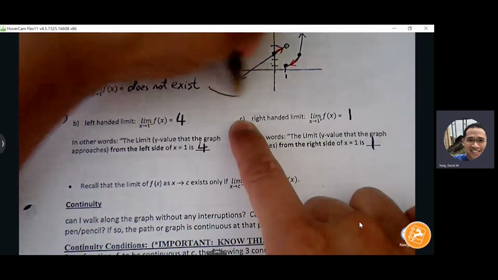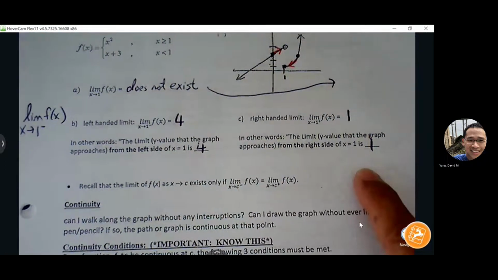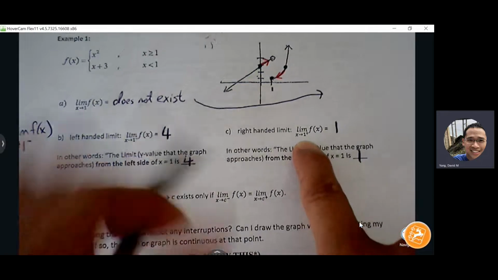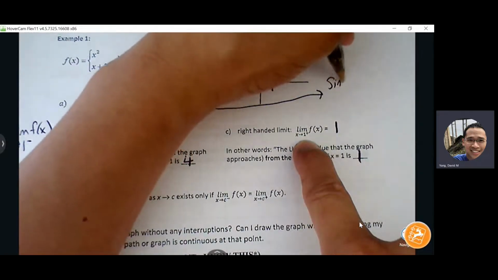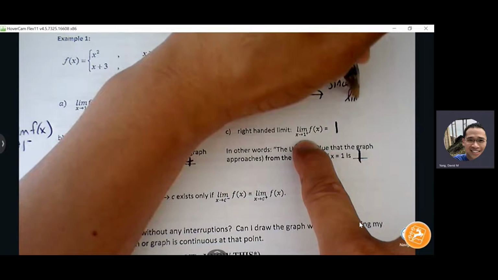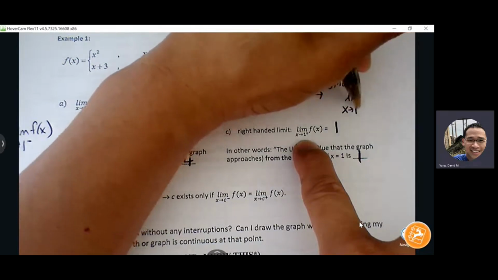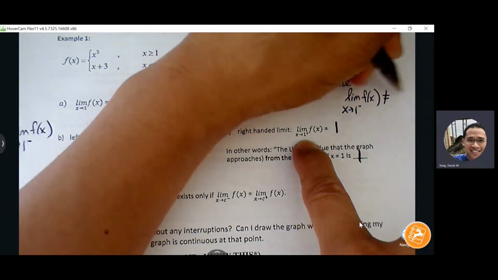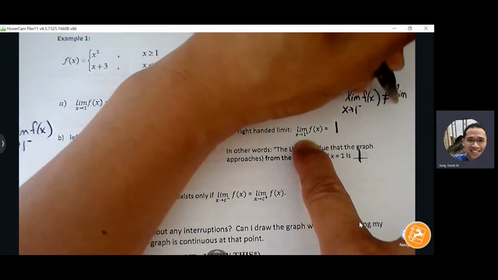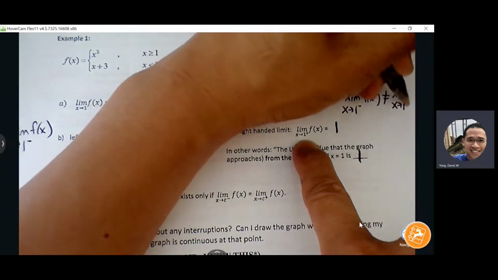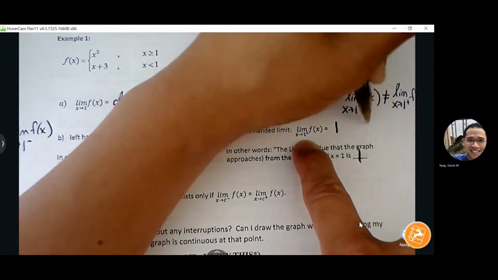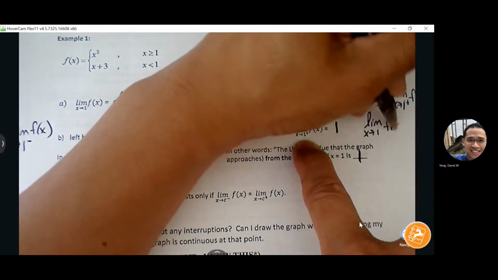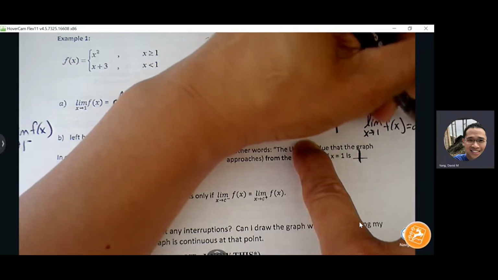So we can add to the statement and say that since my one-sided limits are not in agreement, so we're going to practice writing this out here. So since the limit as x approaches 1 from the right side of 1 of f of x does not equal the limit as x approaches 1 from the right side of 1, the full limit does not exist.